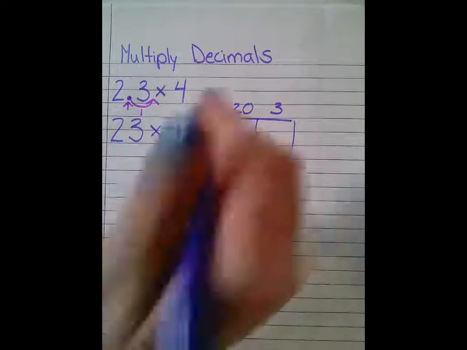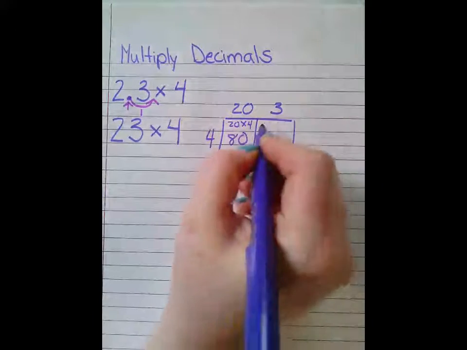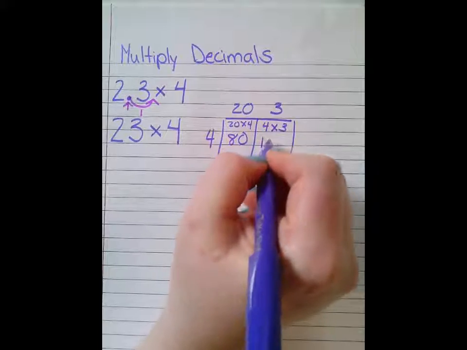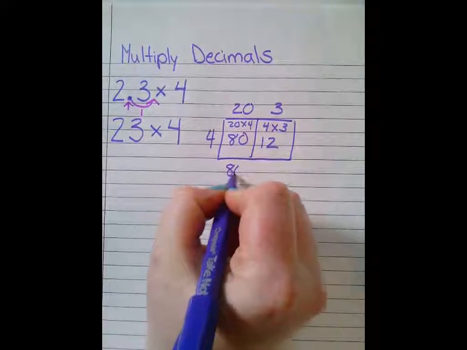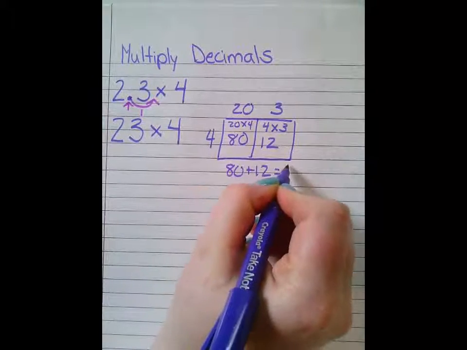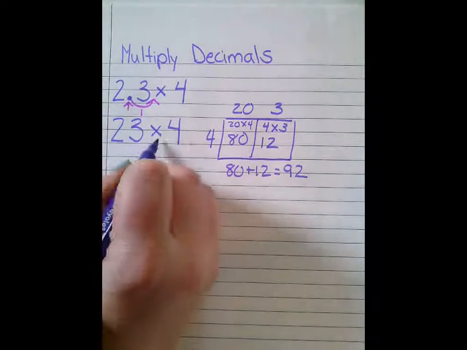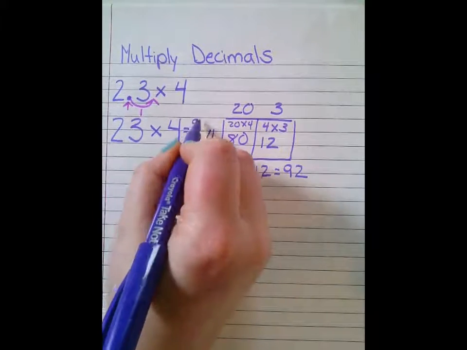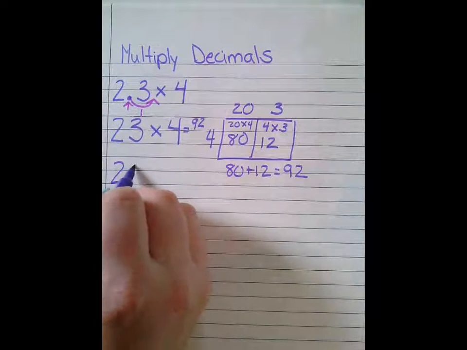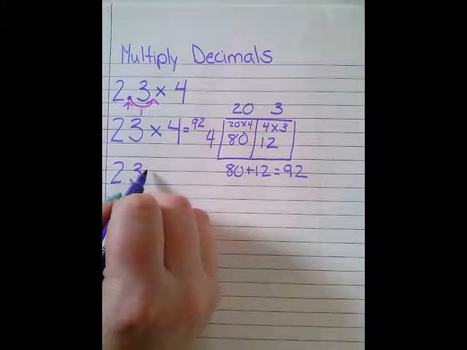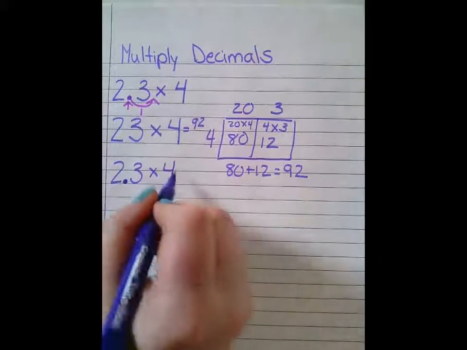So now we're going to do 20 times 4, which is 80, 4 times 3, which is 12. Now, looking at this, we add 80 plus 12, and we get 92. So we know that 23 times 4 is 92. But our original problem was still 2 3/10 times 4. So we needed to remember that decimal point.